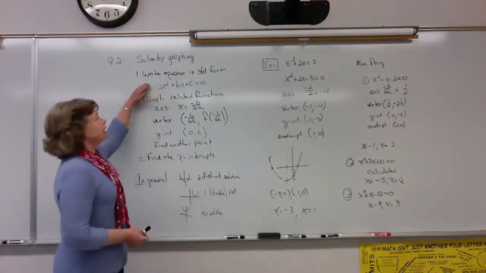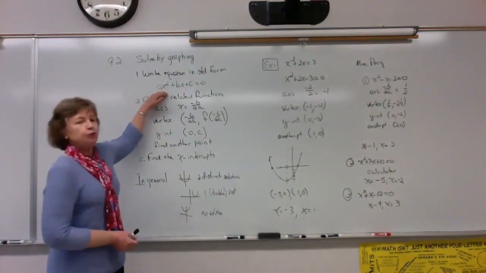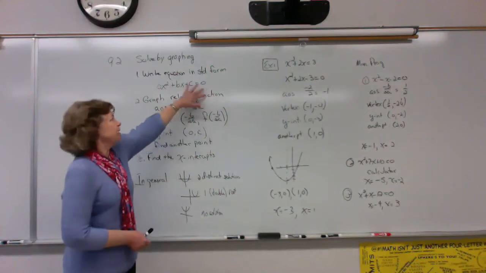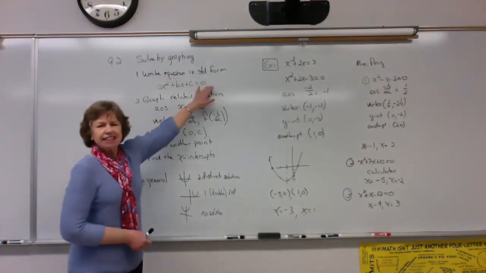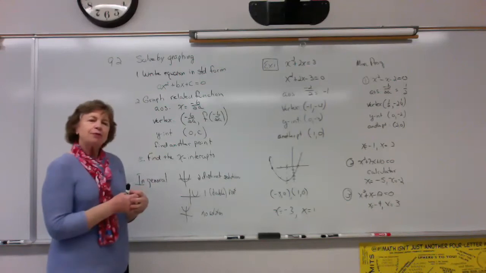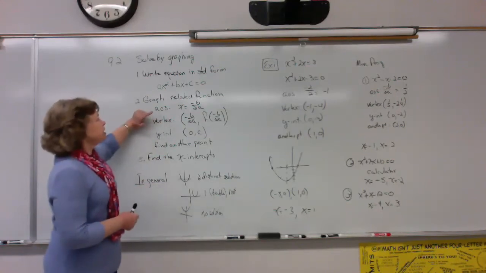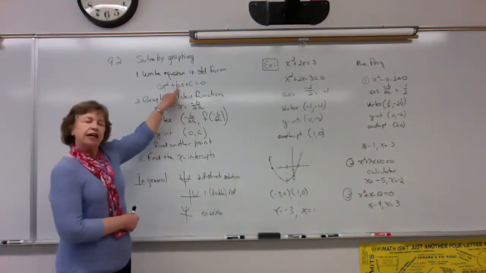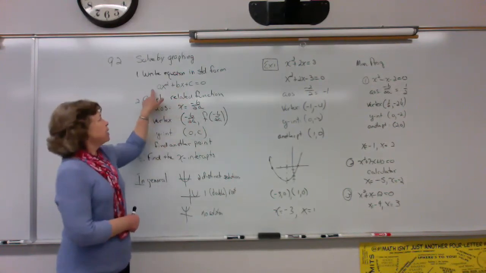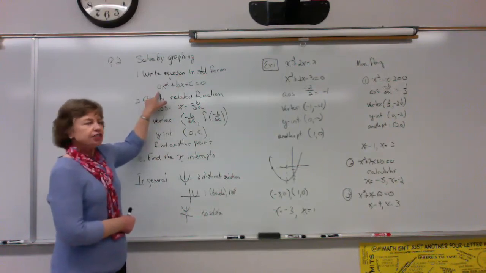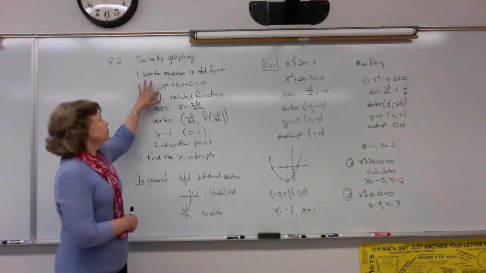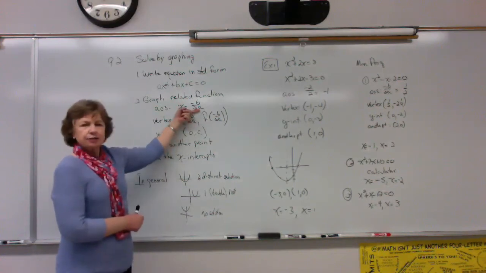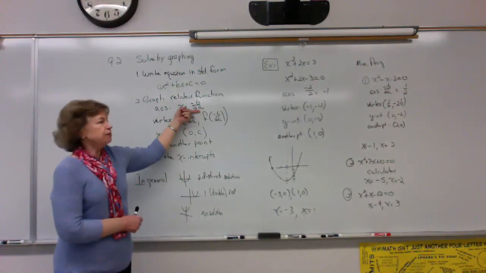The first step is to write that equation that you're given in standard form. So it should look like ax squared plus bx plus c equals 0, with everything on the left-hand side set equal to 0. Then when we graph that related function, the axis of symmetry is minus b, divided by 2 times the leading coefficient, the coefficient of the x squared term. Minus b over 2a is the axis of symmetry. That's also the x-coordinate of the vertex.